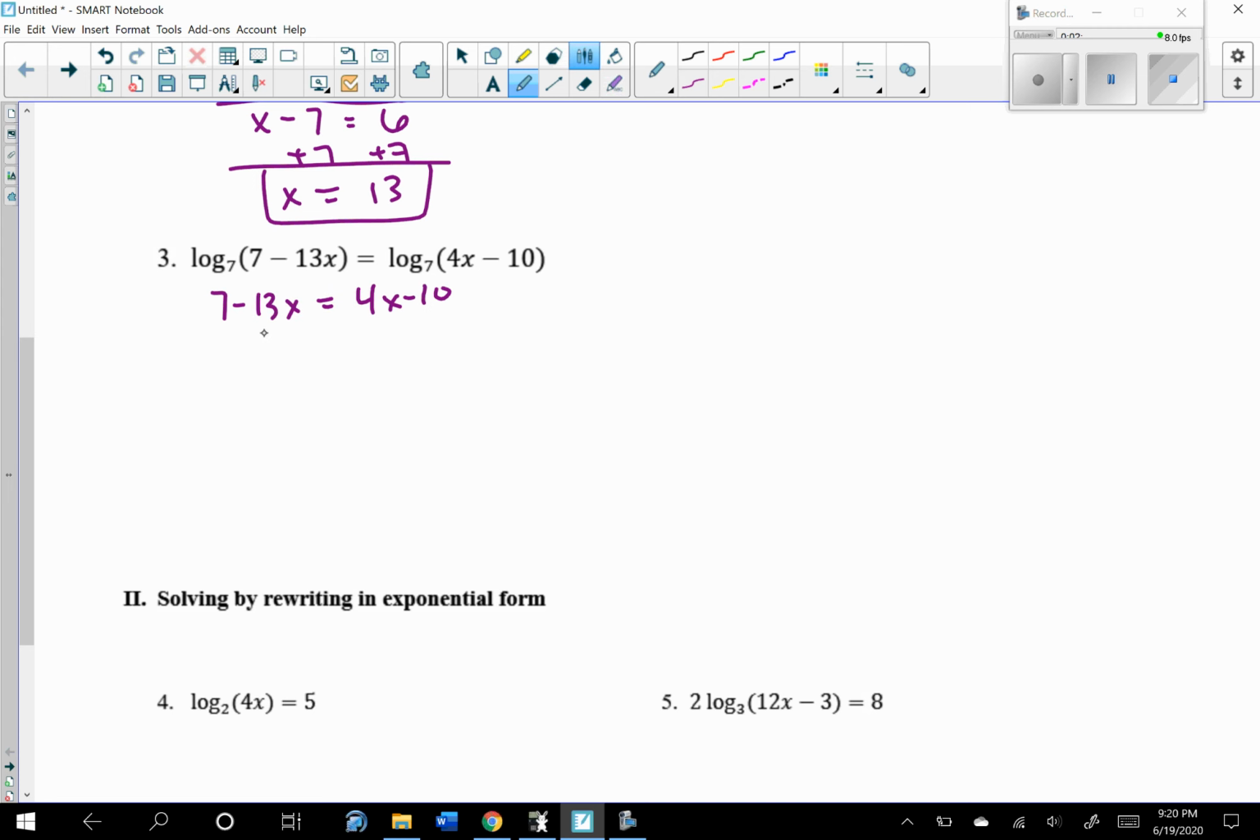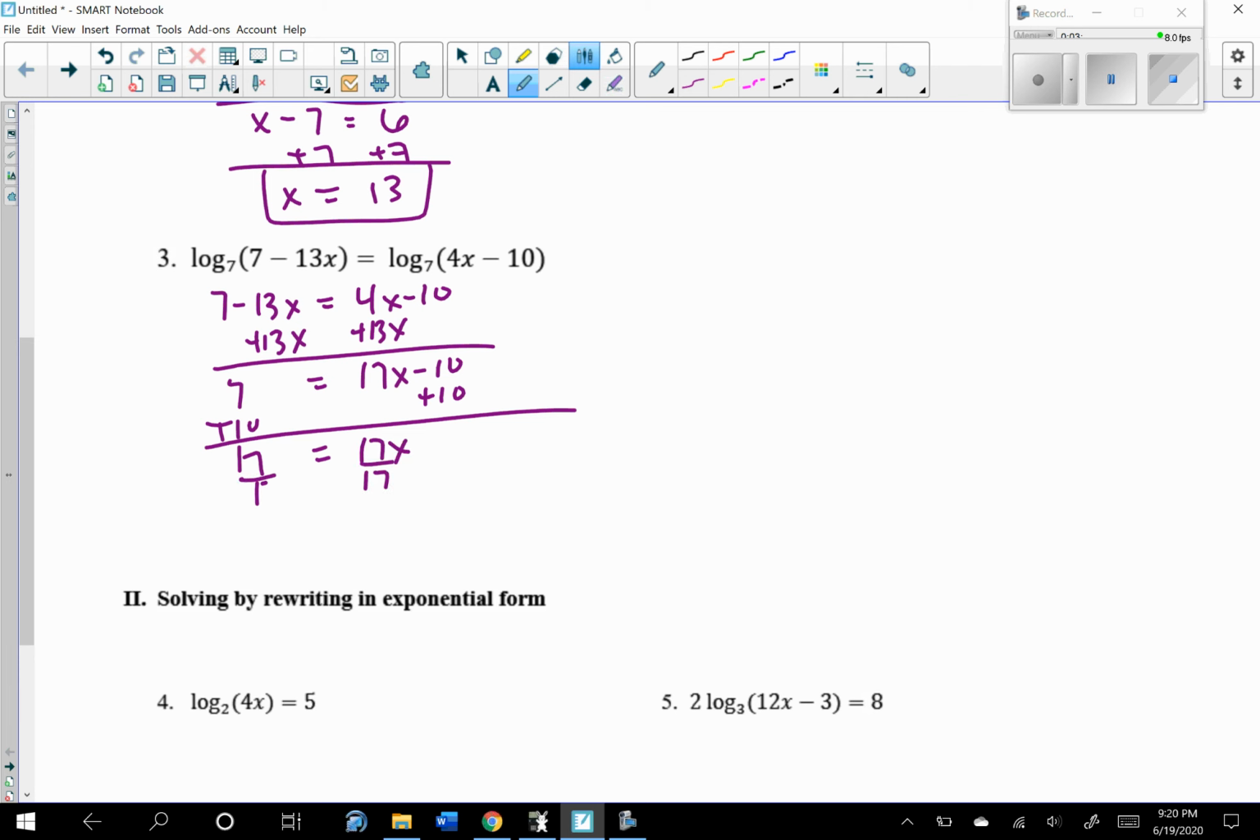So when we do that, add the 13, add the 10, 17 is equal to 17x, divided by 17, and x is equal to 1. So then we want to check our work. So to check my work, I'm going to plug it back in.